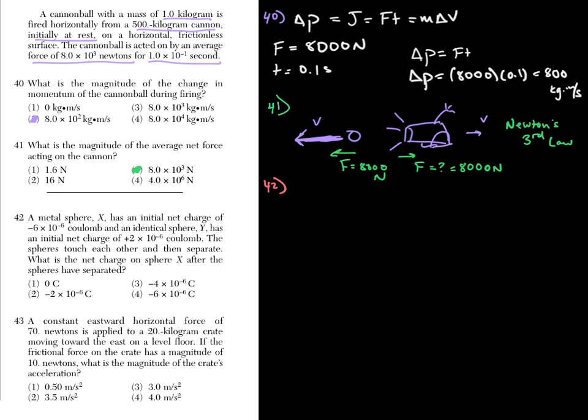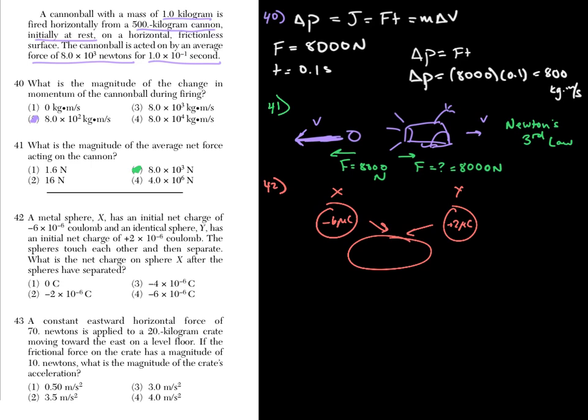All right, number 42, here we have two objects, sphere X and sphere Y. Okay. This is -6 microcoulombs. This one's +2 microcoulombs. When they come together, charges are going to be exchanged to reach equilibrium, and then when they separate, they're going to settle into about the same charge. That's what equilibrium is. So when they come together, they pull their charges together. The charges will go back and forth until they reach equilibrium.